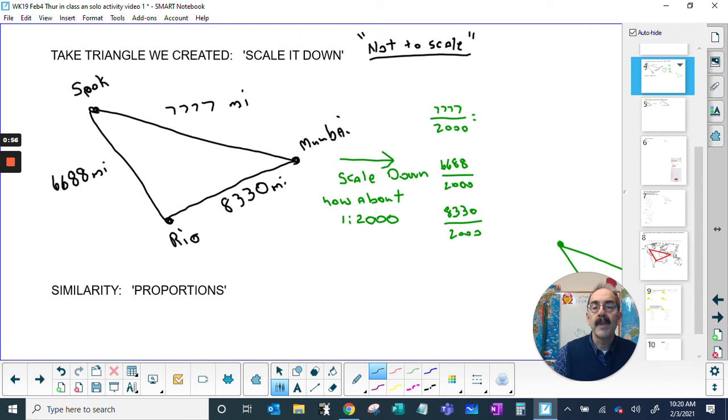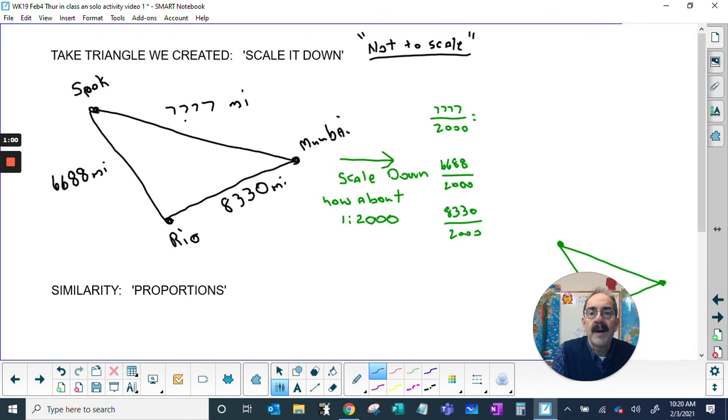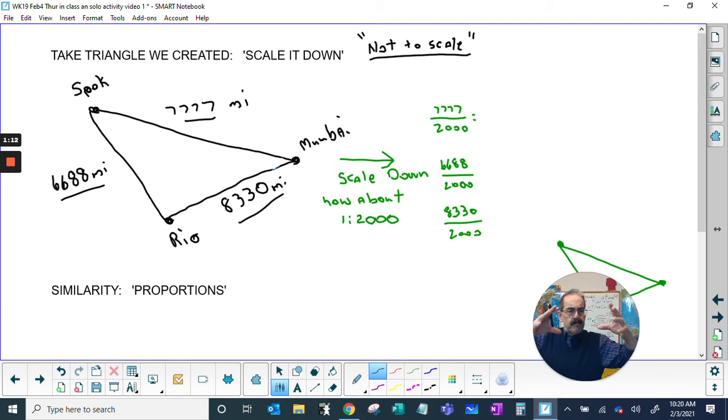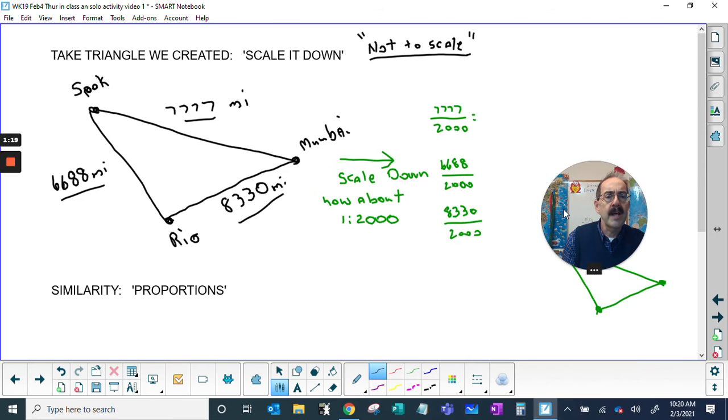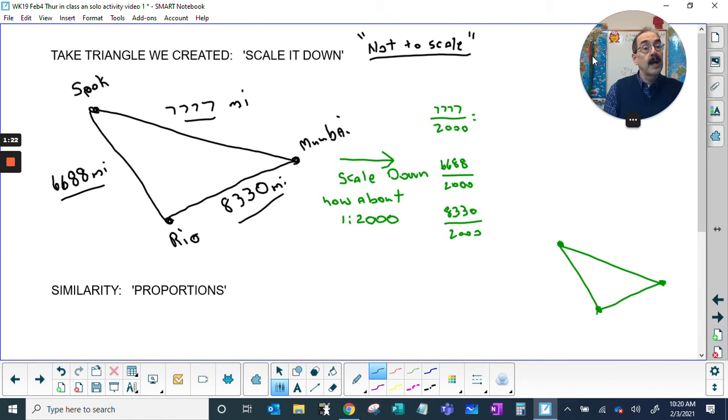Okay? Spokane to Mumbai. Google it. 7,777 miles. Spokane to Rio, 6,688 miles. Rio to Mumbai, 8,330. Now, if you remember back in middle school, scale down the version. In order to scale the version down, we've got to create a scale factor.